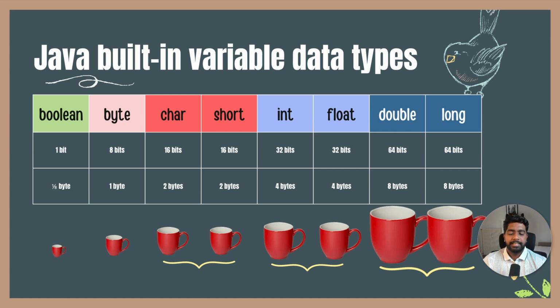I have listed down all 8 variable types according to their sizes in the memory allocation. I've represented that at the bottom of this slide with a cup size. As you can see, Boolean is the smallest cup size and long and double are the biggest cup sizes here.